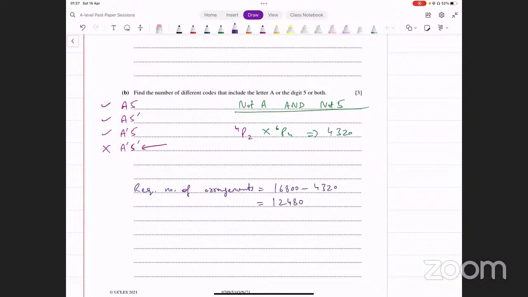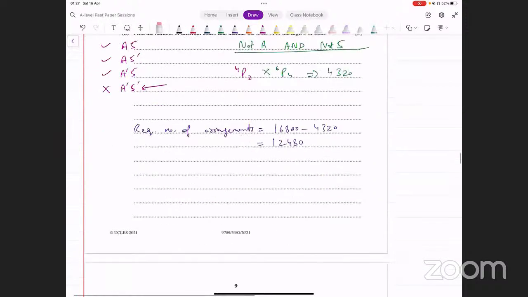Another possibility could have been to find these three cases separately and add them. That will take a few more steps, but that's also doable. Okay, let's move on to the next one.